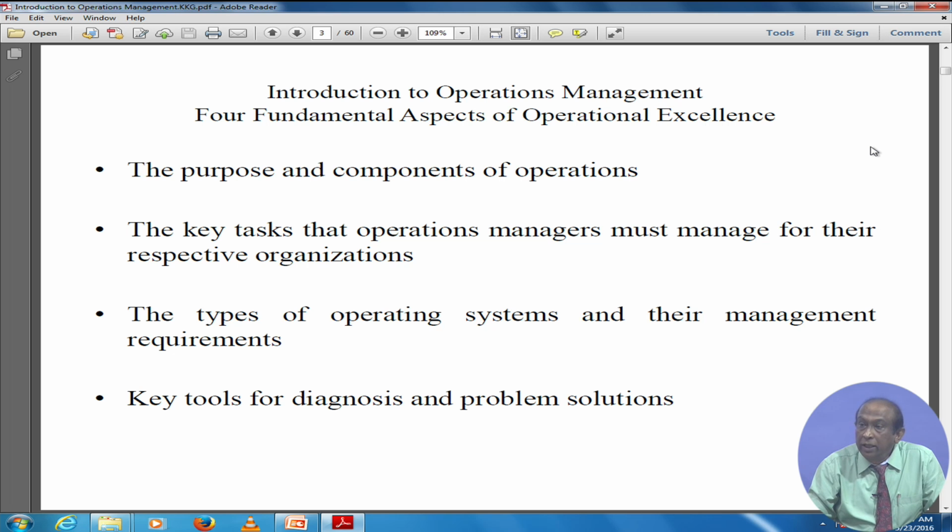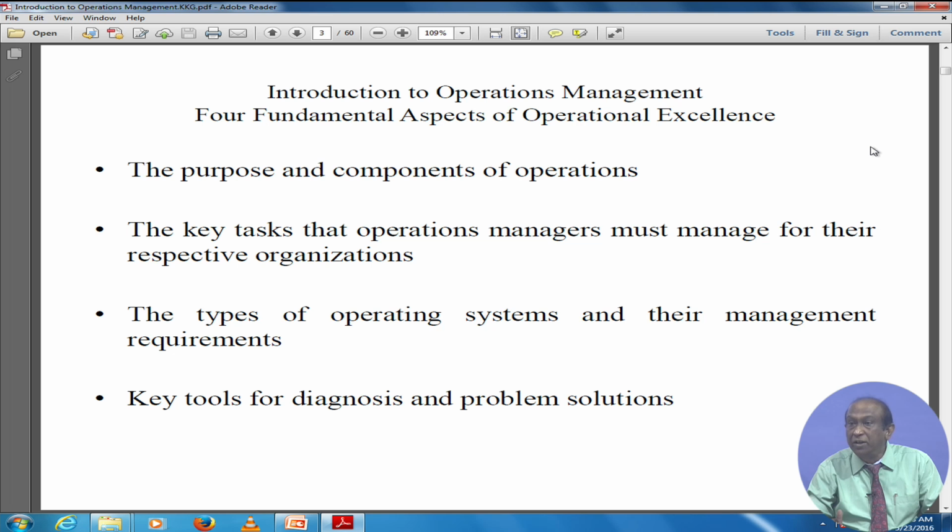So, there are four fundamental aspects of achieving excellence in the area of operations management, and we will deal with those four aspects in this particular session. What are those? First of all, what is the purpose and components of operations management? This is one. The second thing, what are the key tasks that an operations manager must manage in his respective organization?